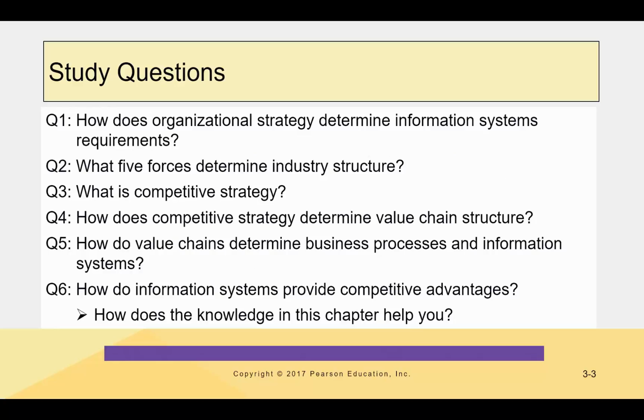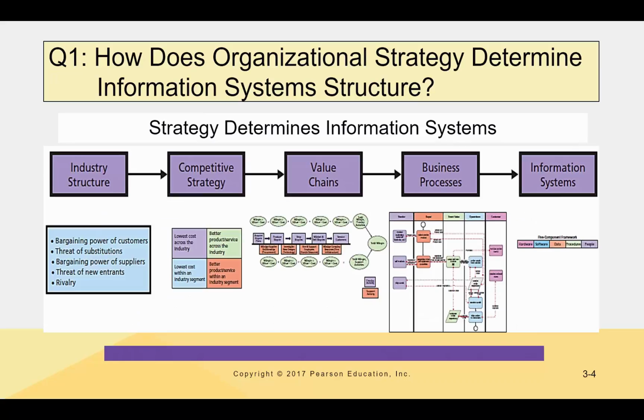The study questions that we're going to look at: organizational strategy, the 5 forces I told you about from Michael Porter, the competitive strategy, and that will determine the advantage. How does it determine value chain structure? And how does a value chain structure determine business processes and systems? And then how does IS provide the competitive advantage? So hopefully you'll be able to get your teeth into this chapter fairly well. So the first question is, how does organizational strategy determine information systems structure?